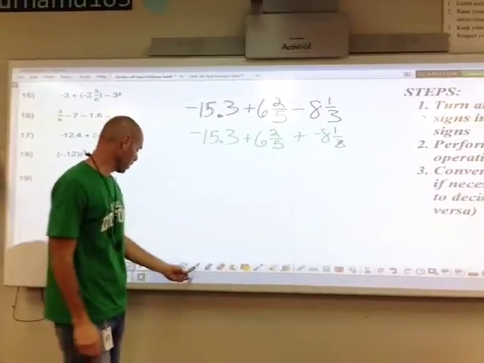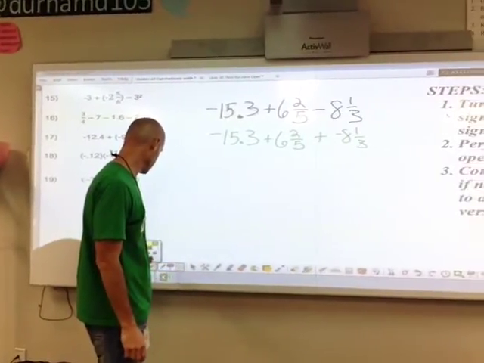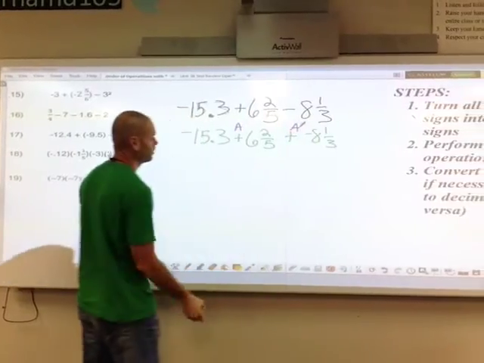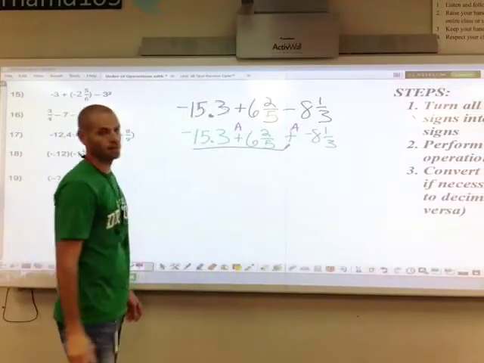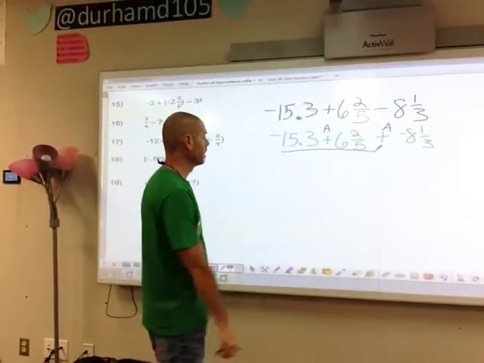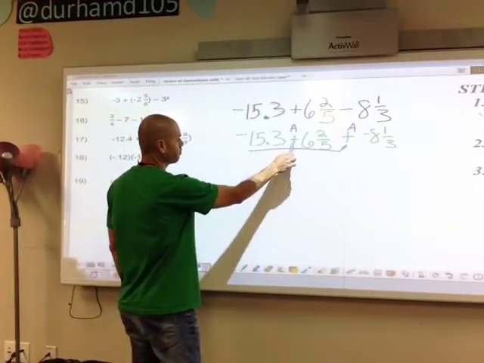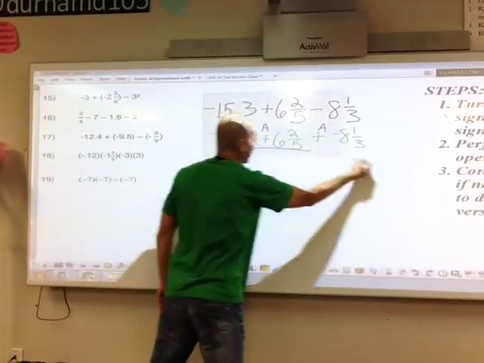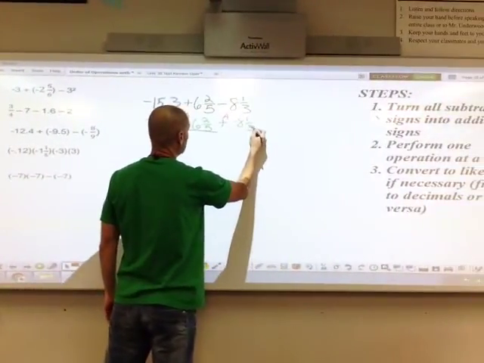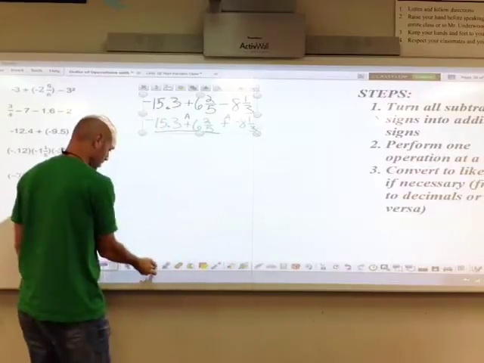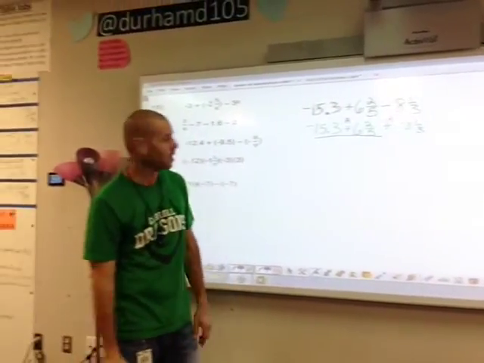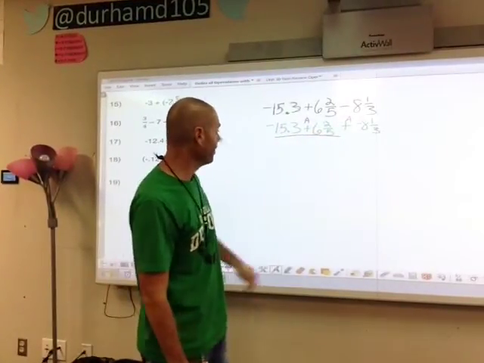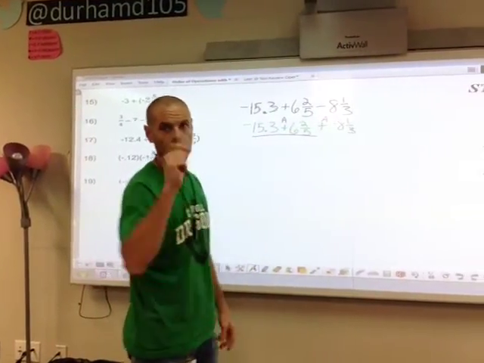Now let's go ahead and perform one operation at a time. So the first thing I'm going to do, I'm going to put addition and addition. Those are my two operations. I'll underline my first addition. I'm going to work left to right. So I'm going to do -15 3/10 plus 6 2/5. Now, I need to get those to be the same form. Right now I have decimals and I have fractions. It's up to you what you prefer. In this case, I'm going to convert 2/5 into a decimal.